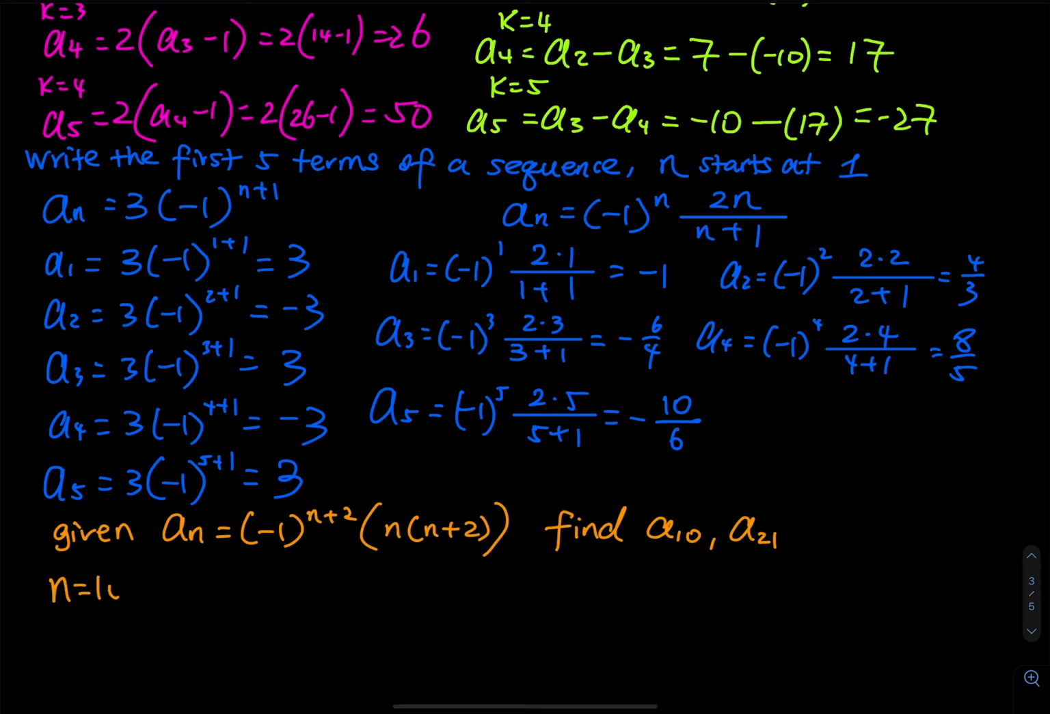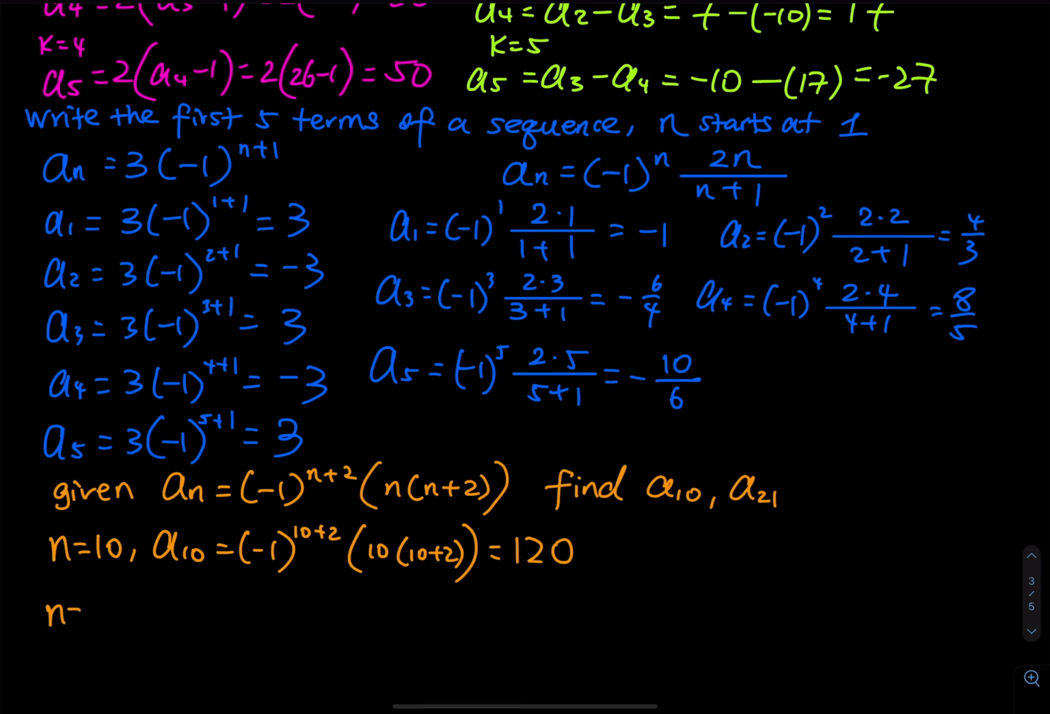So n equals 10. Then you have a of 10, which is negative 1 to the 10 plus 2, and then times 10, 10 plus 2. Alright, negative 1 to the 12, the negative sign is gone instantly, and then you have 10 times 12, that is 120. How about 21? Then you have a of 21, this is negative 1 to the 21 plus 2, so 23, you have a negative at front. And then 21 times 23, that is 483.